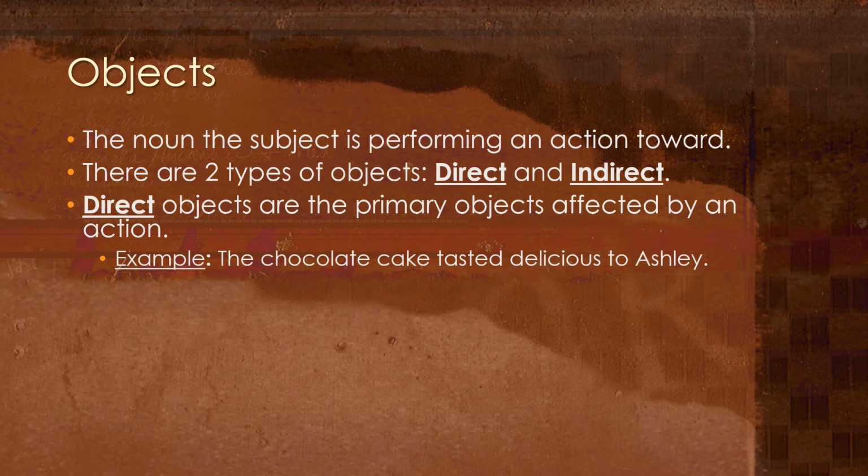So now we're left with a new element, right? An added noun. Okay? In this case, the added noun is Ashley. Ashley is our direct object because she is being directly affected by whatever the subject is doing. Okay? The chocolate cake is affecting her because it tastes delicious to her.